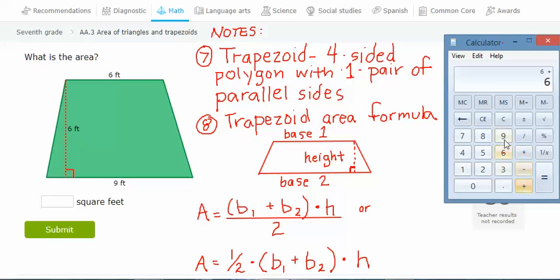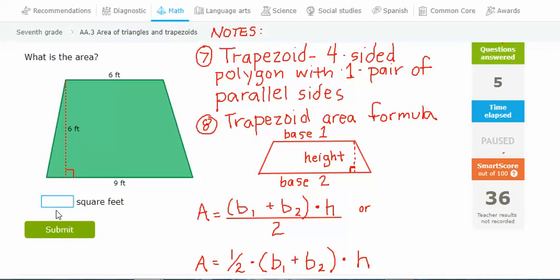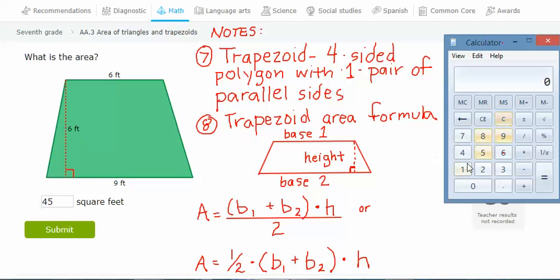6 plus 9 times the height, which is 6, then divide that by 2, and our answer is 45. That's our answer. Let me do that again because I probably did too many buttons. All right, so 6 plus 9 times 6 divide by 2, 45.